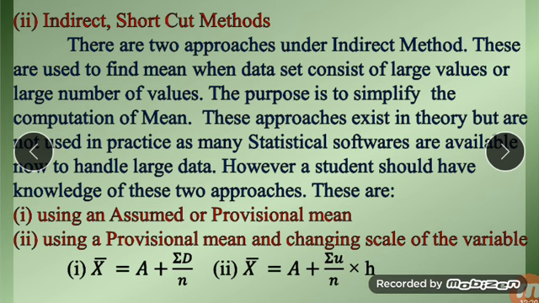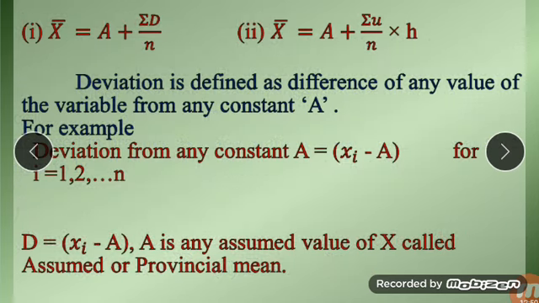The first one is using an assumed or provisional mean. We're going to understand this today. Using a provisional mean and changing the scale of the variable, this we are going to understand in the upcoming lesson. So let's understand what using an assumed or provisional mean is, what this indirect or shortcut method is. This x bar shows the arithmetic mean, and here the formula is changed for the indirect method.